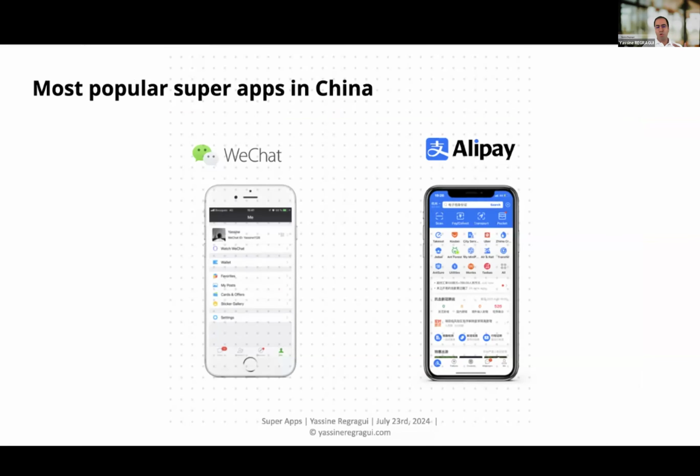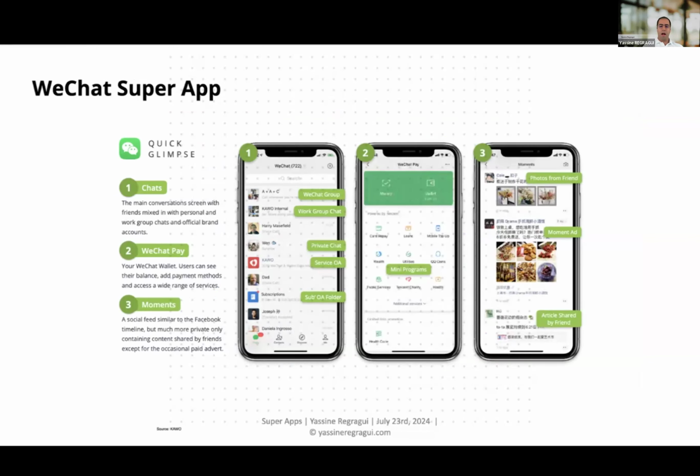So the two most popular super apps in China are WeChat and Alipay. WeChat was created by Tencent and Alipay by Ant Group, historically by Alibaba. I will now deep dive on each of these two apps.